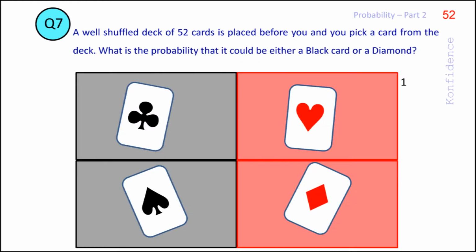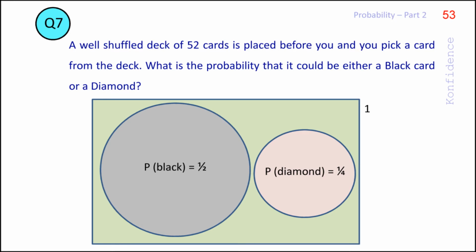In this case, if we pick a black card, we can be sure that it will not be a diamond, and if we pick a diamond, we can be sure that it will not be a black. So picking a black and picking a diamond are mutually exclusive events. In other words, probability of black and diamond occurring at the same time is zero. In the earlier question, the two sub-events were not mutually exclusive. Look at the diagram given. The two probabilities do not overlap, and hence, when we add the two, there is no double counting of any sort. So, in the case of mutually exclusive events, to find the probability of at least one of those events happening, you can safely add the individual probabilities.